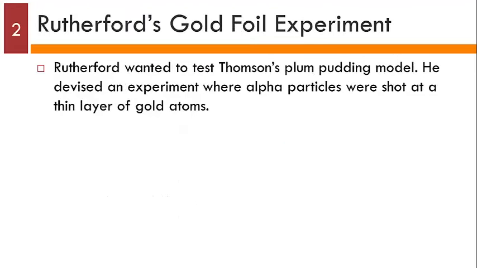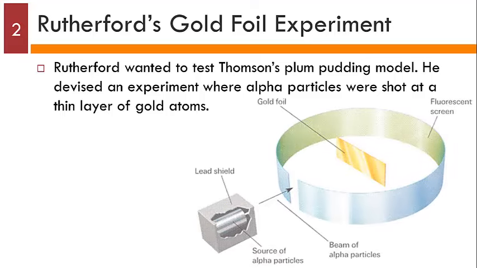Explain how the data from Rutherford's gold foil experiment led to the modification of Thomson's plum pudding model. So Rutherford wanted to test the plum pudding model. So he devised an experiment where alpha particles would be shot at a thin layer of gold atoms.